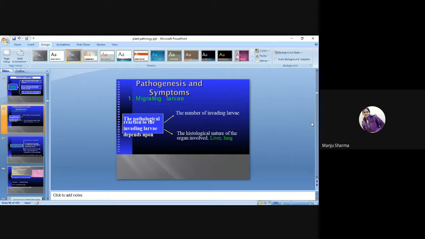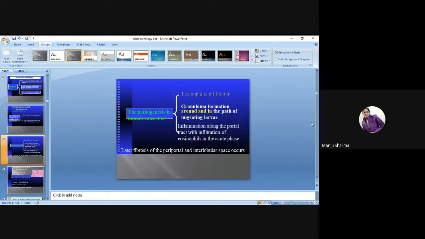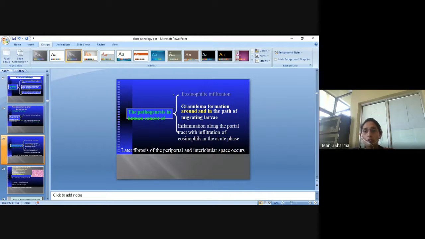These are the liver and lungs. The pathogenesis in humans consists of eosinophilic infiltration, granuloma formation around and in the path of the migrating larva, and inflammation along the portal tract with infiltration of eosinophils in the acute phase. Later, fibrosis of the periportal and interlobular space occurs.